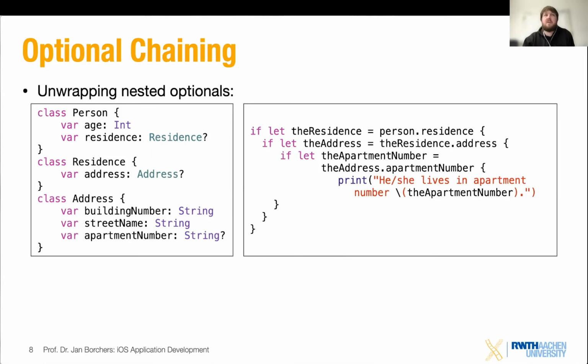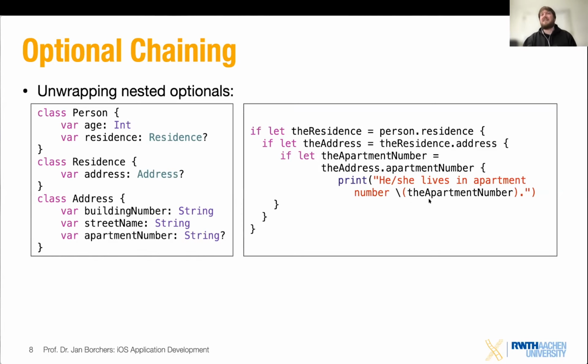So again, we try to assign the apartment number to the address.apartment number and have that in the if let clause. And then at this point, we know that everything existed and was set. So then I can print out he or she lives in apartment number and print out the apartment. And this is not an optional. This is a string. Why is it string for a number? Bad example in this case, or bad typesetting, but it still works.